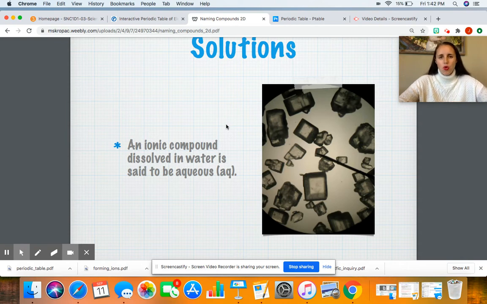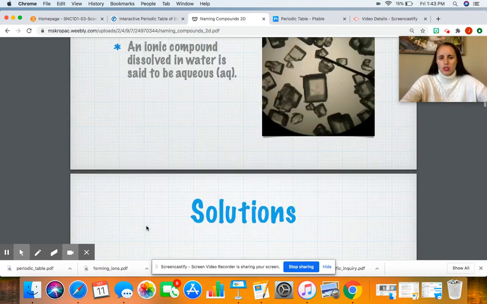I mentioned before that crystal lattice structure. If we take a look at sodium chloride under a microscope, this is that crystal lattice structure. It forms these little square rectangular shapes, and it's got a very unique shape that's unique to salt.